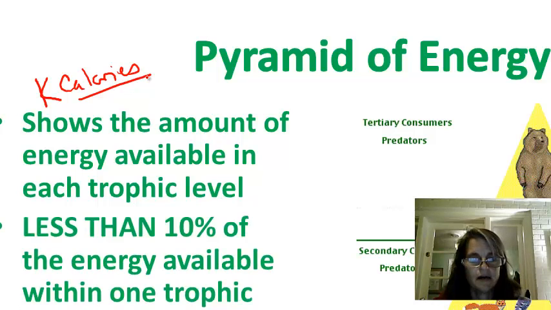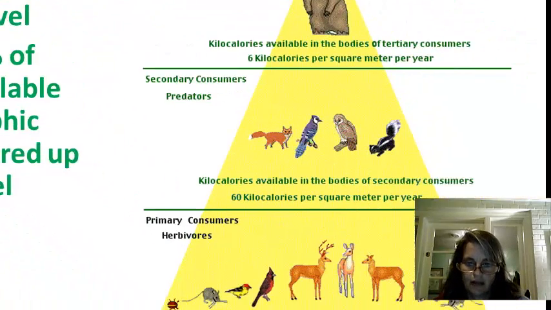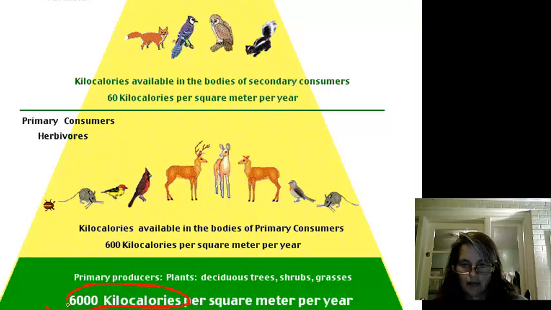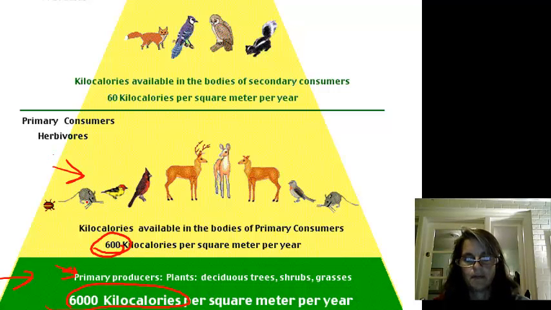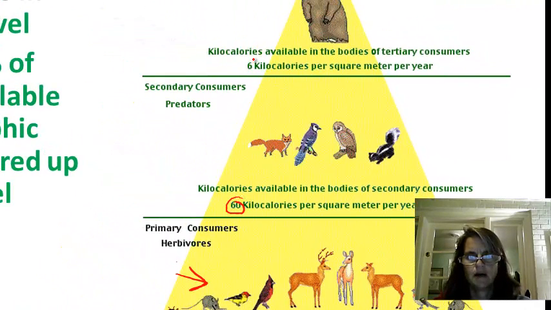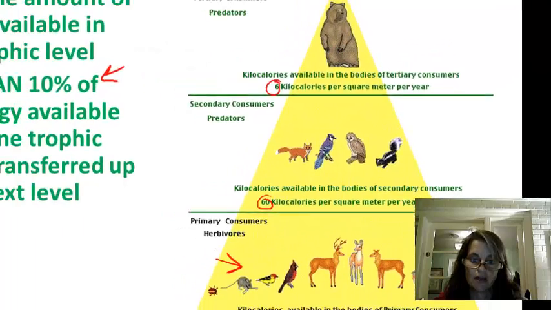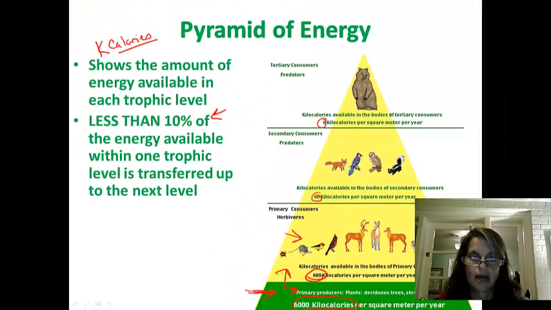So what we see here is we've got lots of energy, 6,000 kilocalories down here with the primary producers, or the plants and all of that. But we've only got 600 kilocalories up here present in all these herbivorous creatures that are feeding off of the plants, and only 60 here, and only 6 at this final level. Please note, less than 10% of the energy that is available in one trophic level gets passed to the next trophic level as those organisms consume each other.